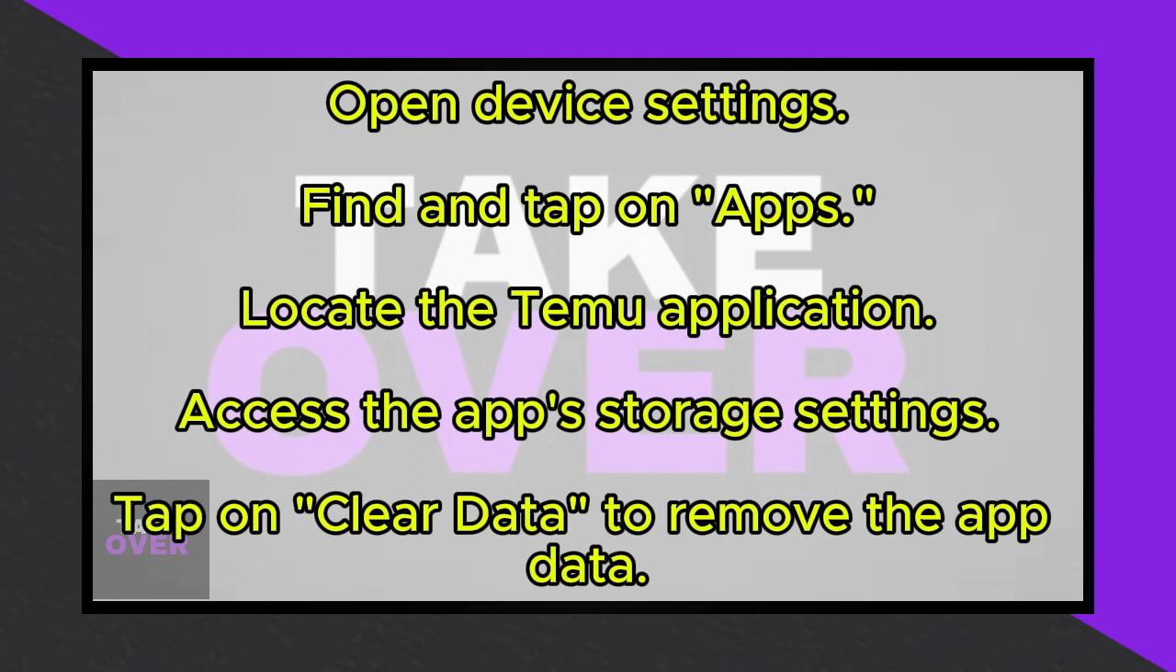Within the storage settings, you'll find the option to clear data. Tap on this option to initiate the data clearing process. Confirm the action if prompted. Once you've cleared the data, the process is complete. Your Temu app data has been successfully removed from your device.